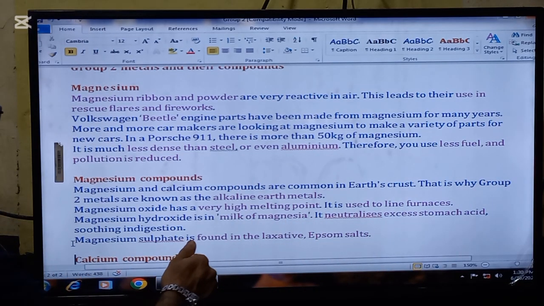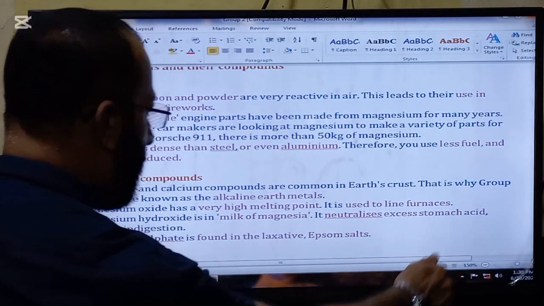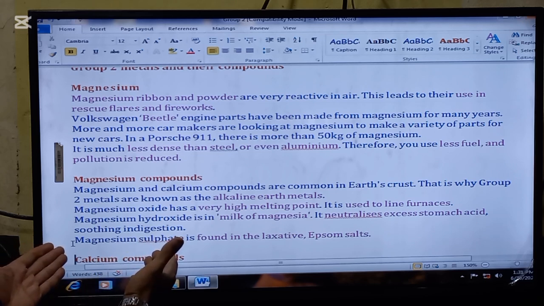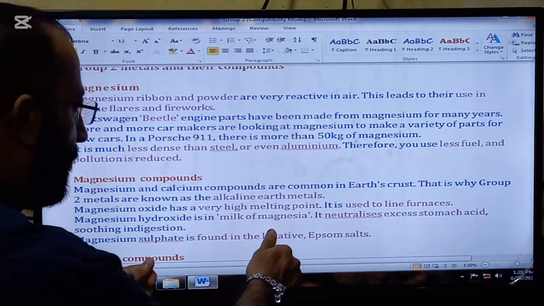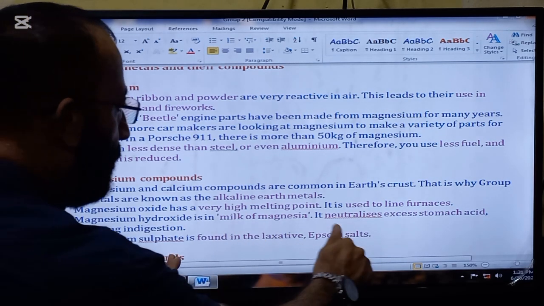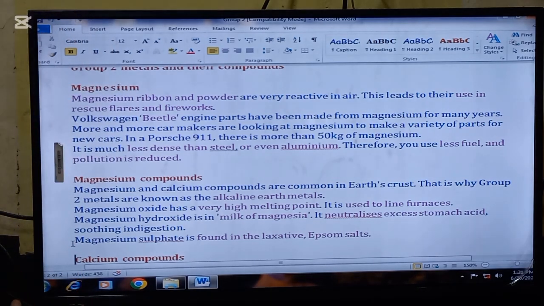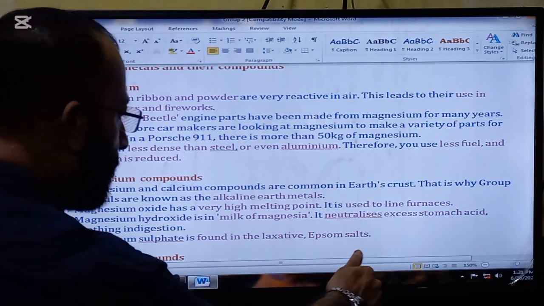Magnesium hydroxide is in milk of magnesia. It neutralizes excess stomach acid, soothing digestion. So sometimes when we feel indigestion, we normally drink milk of magnesia. The function is that it neutralizes excess stomach acid. The next is magnesium sulfate, which is found in the laxative Epsom salt.